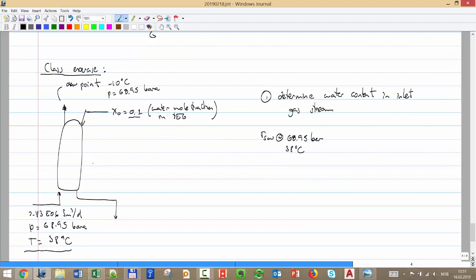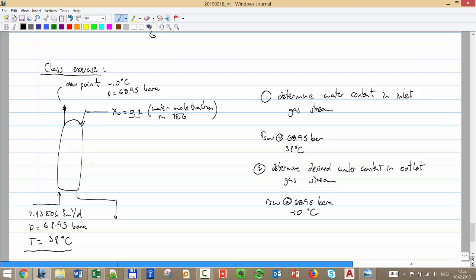So that's the second step. Well, actually the third: determine the desired water content in the outlet gas stream. That is RSW at 68.95 and a temperature of minus 10. And the RSW was how much?